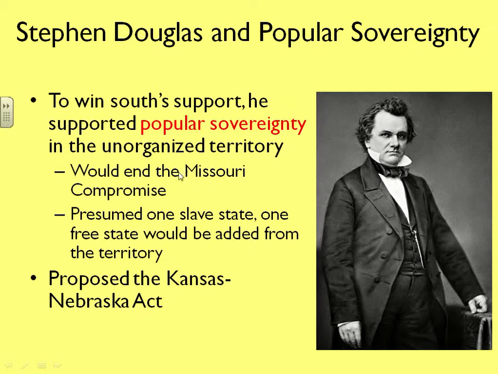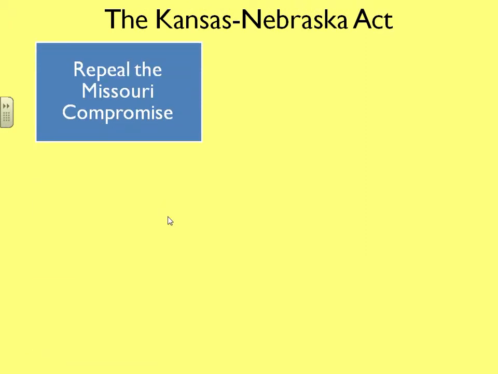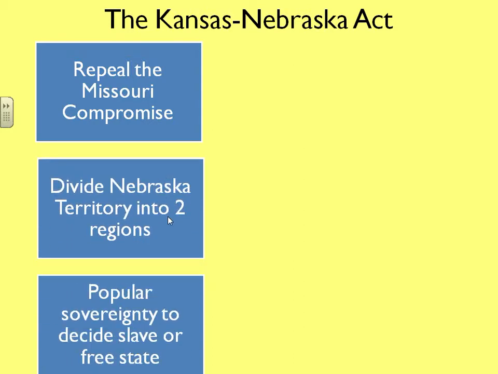Now, this would end the Missouri Compromise, and that's going to get a lot of opposition. And it was presumed that one state would be added that would be free, and that another state would become a slave state, just sort of naturally. And Southerners sort of saw it as that's the deal. So this was put through the Kansas-Nebraska Act. It would repeal the Missouri Compromise. It would divide Nebraska territory into two regions, and there would be popular sovereignty to decide slave or free state.